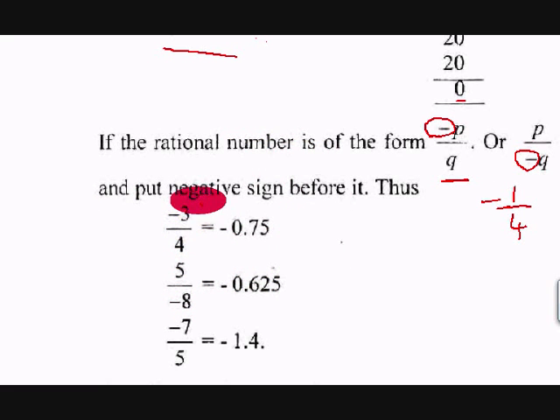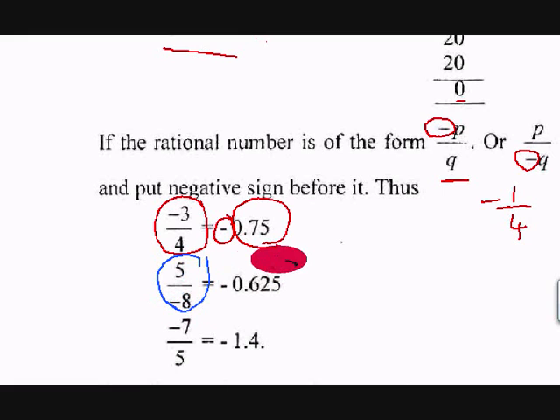So for example, minus 3 by 4. First find 0.75. We found that it's 0.75. Then we add the negative sign. Same case here, 5 by minus 8. We know the answer, we found it above. It's 0.625. Then we add the negative sign. Same way here, minus 7 by 5. Finally, it's going to be 1.4, then add the negative sign. That is the idea. So don't worry about the negative sign now. First do the division, then add the sign.